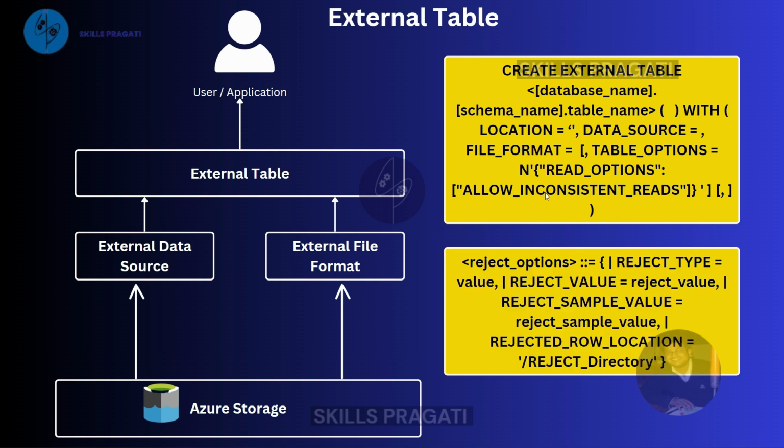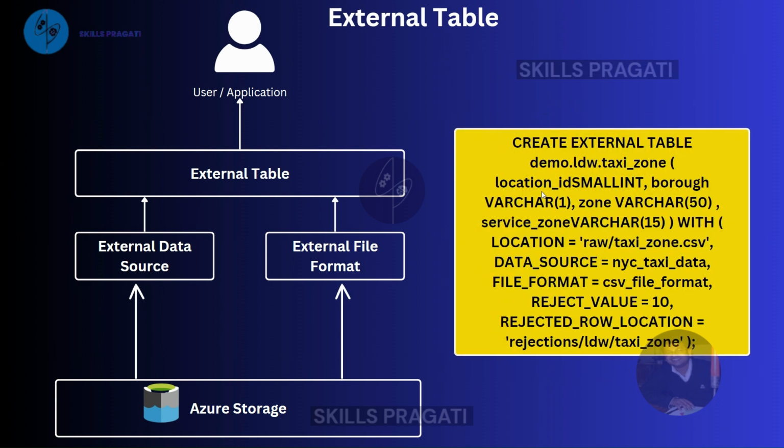Let's add things like reject type, reject value, and the location where the rejected records should be written to, etc. as shown here. Here is an example of the create external table command. As you can see, I've chosen to write the rejected records to a separate location. Also, I asked the query to fail if the file had more than 10 rejected records. Now that we understand how to create an external table, let's create our first one in the next session.